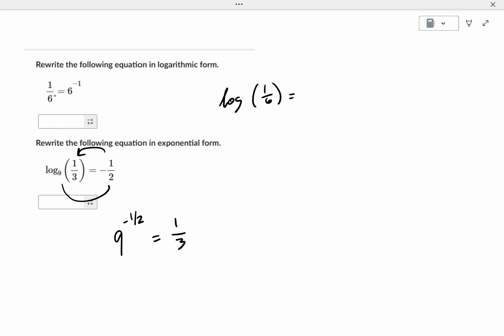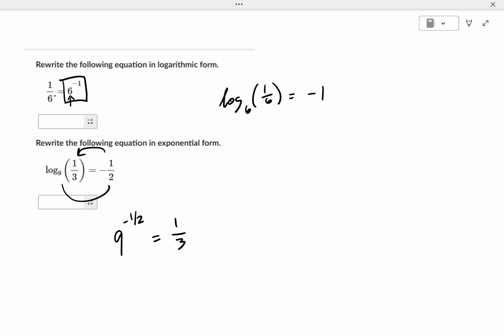So the base of our exponent is the base of our logarithm. That's a really easy one to remember. The base is the base. So this is called the exponential base. This is called the logarithmic base. And so now this is log base 6 of 1/6, or log base 6 1/6 is equal to, and then the only number we have left over is the negative 1.